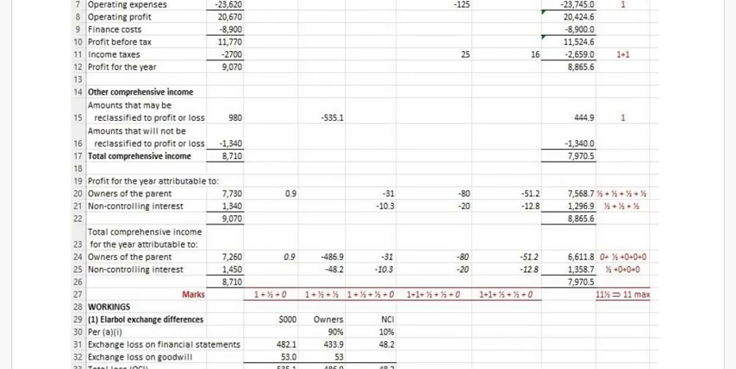Welcome. This is the final recorded lecture on this mock SBR September 2023, where we are looking at the new format which has to do with the spreadsheets.